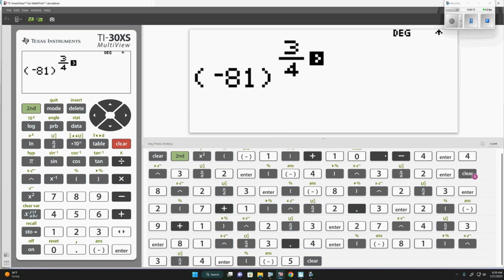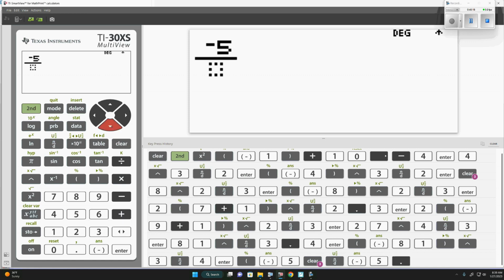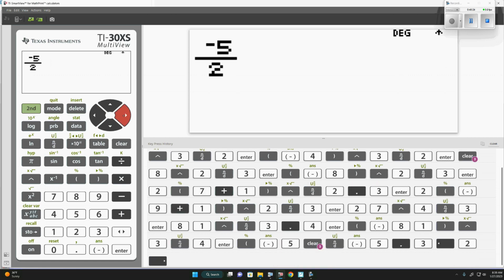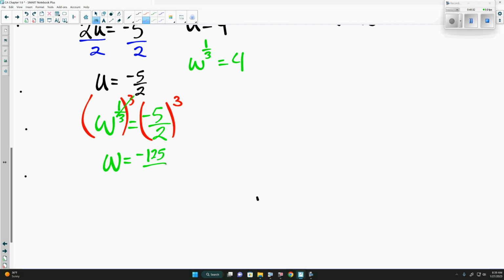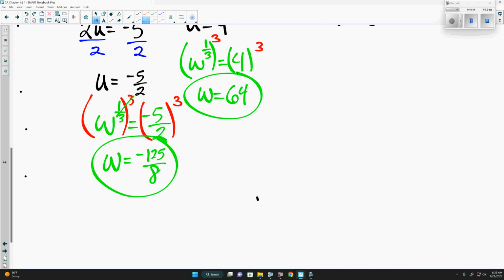-5 over 2, we have to the third, yep, is -125 over 8. And that's one of our solutions. We can do the same thing here, put both sides to the third power, telling us W is 64. Now here we don't have two cases, because with cubes, it works out to be a number.